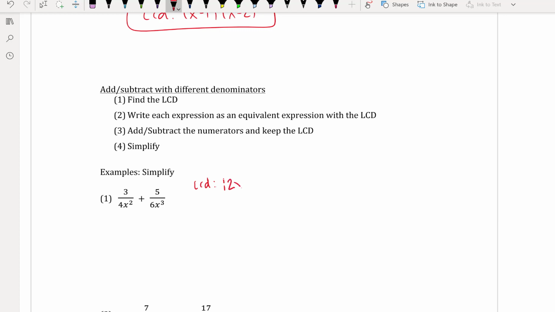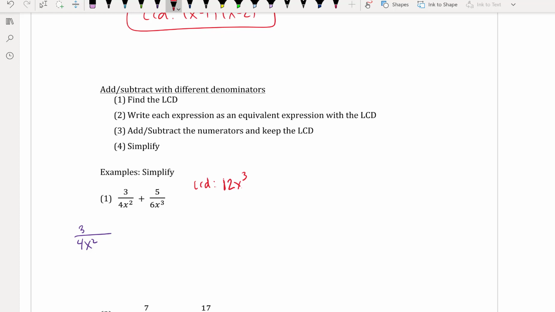And I have an x to the third power. I believe that was our first example that we had. So then from here, I'm going to have to think about each fraction differently. So I have my 3 over my 4x squared. So what do I need to multiply 4 by to get to 12?